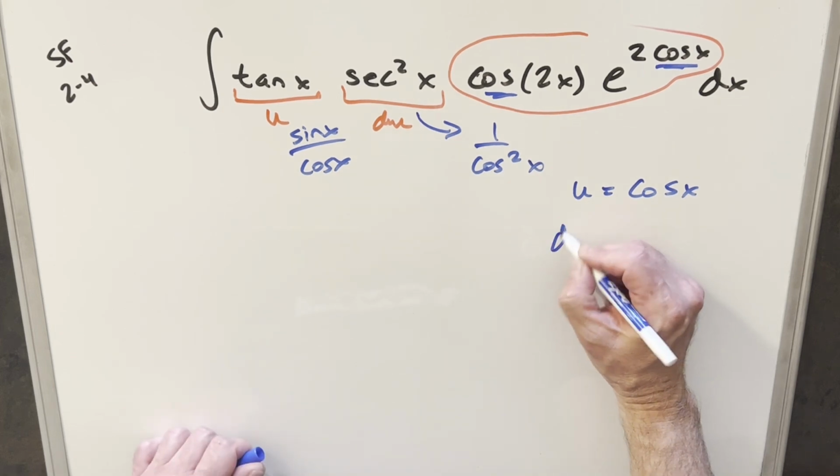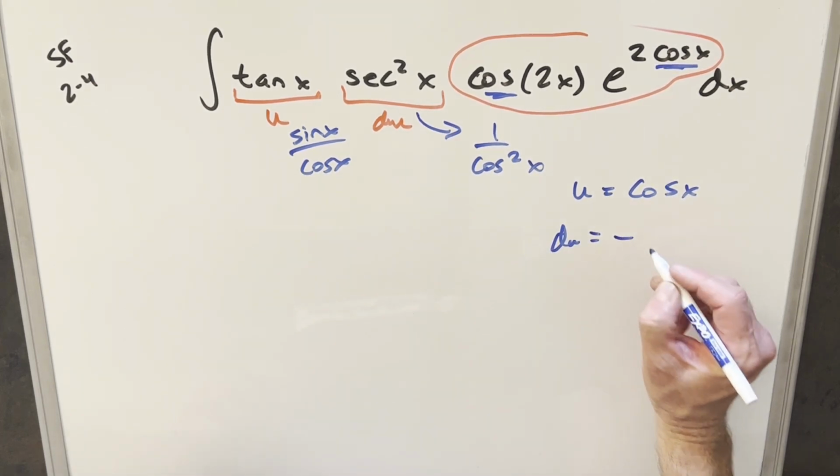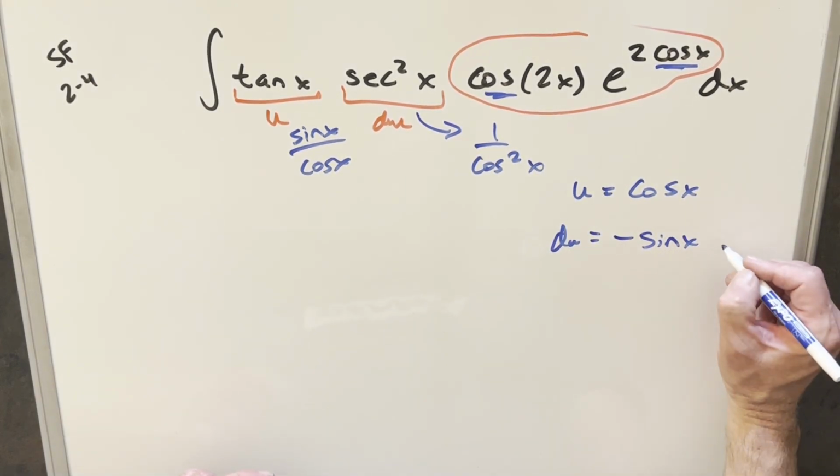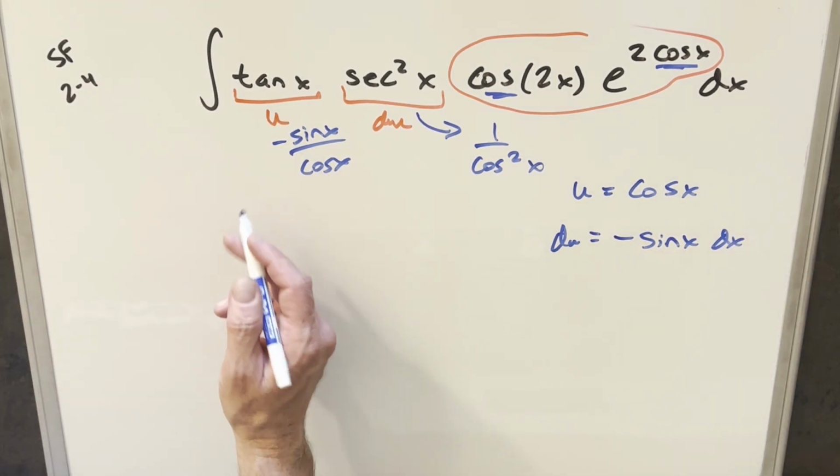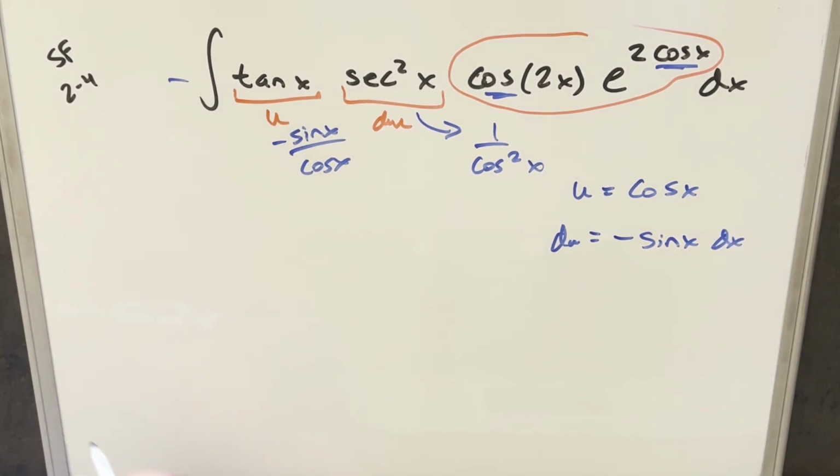Now, if I do this and we take a derivative, the du is going to be minus sine x. And that's not bad because we have like a sine x right here. We can add a minus and bring a minus up front or something. So it seems like this could work.